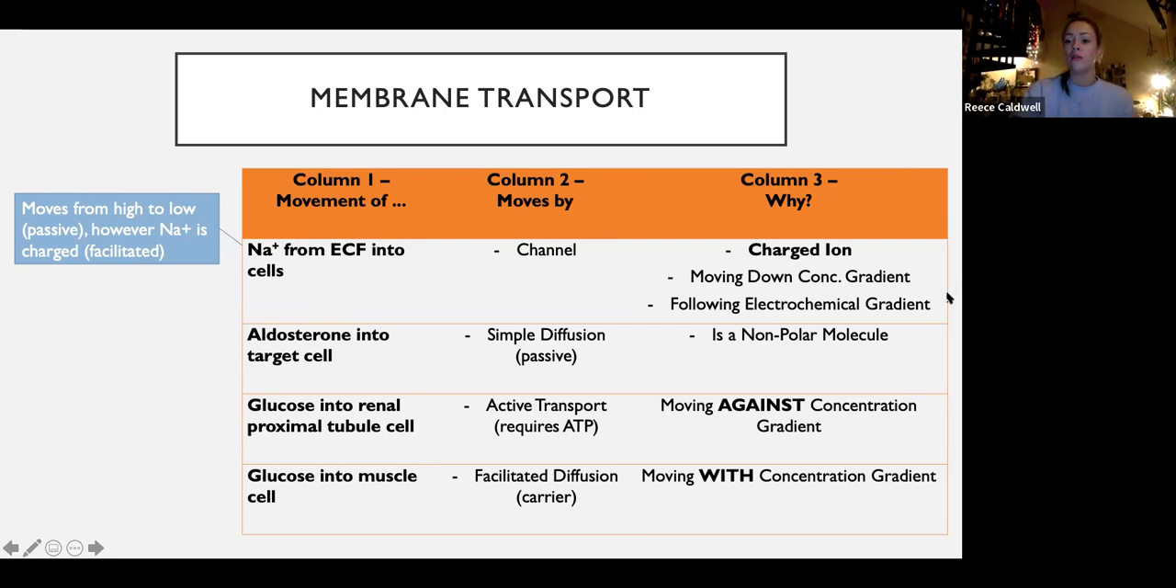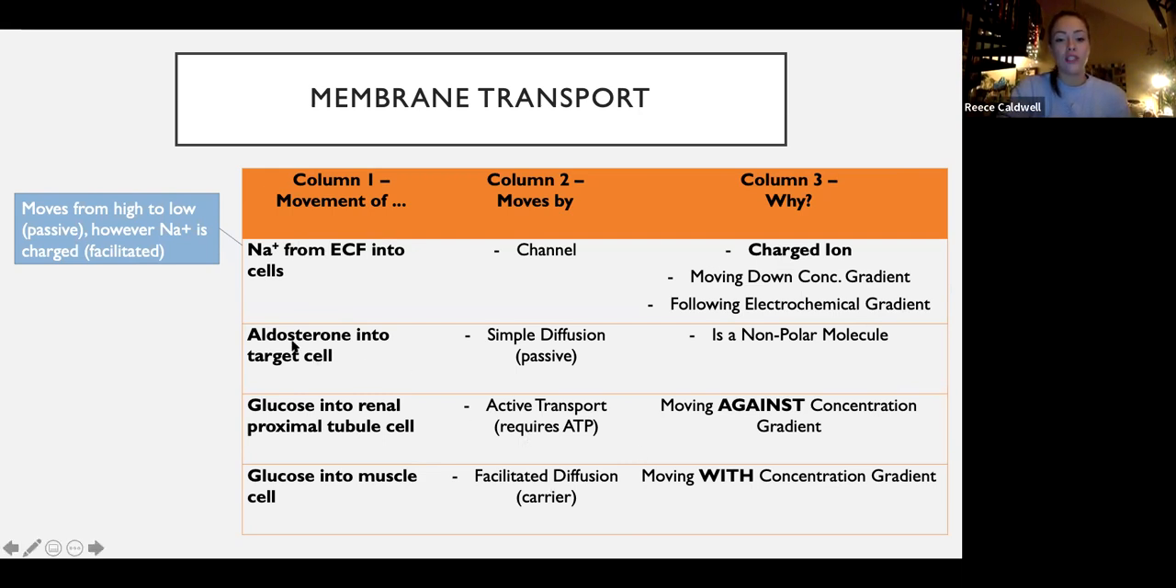So that electrochemical gradient is talking about the repulsion provided by those positive sodium ions pushing each other through that channel. They don't just start moving, they are repelled due to that electrochemical gradient.